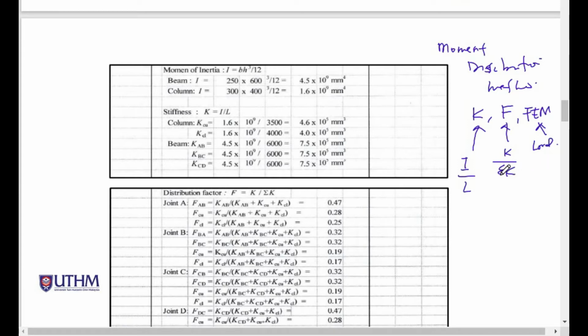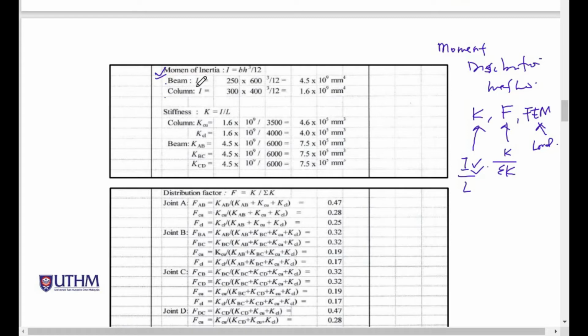based on the loading type, point load or UDL and so on, or a combination of point load and UDL, for example. So first we proceed with the moment of inertia. Moment of inertia for beam and column, because we only have one size for beam and one size for column, thus calculate only once.